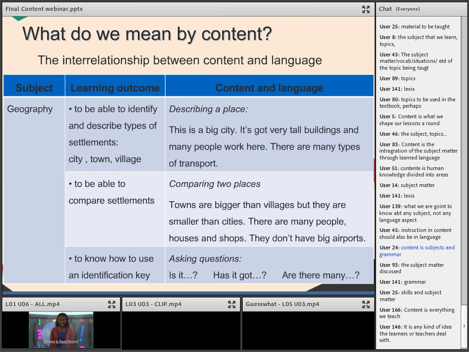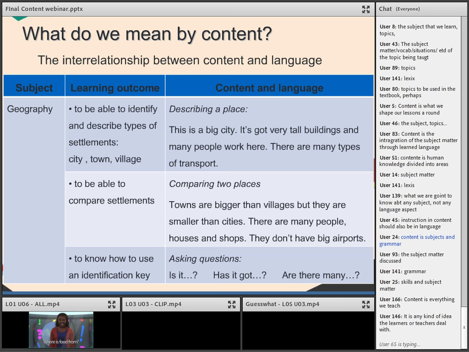What we need to understand is that there is a close relationship between content and language, and learning outcomes, in my opinion, show this relationship. Here we have an example from the subject of geography. Look at the three learning outcomes: to be able to identify and describe types of settlements, here a city, a town, and a village. So pupils first identify them, then they need to be able to describe them. Such as, this is a big city, it's got very tall buildings, and many people work here. There are many types of transport.